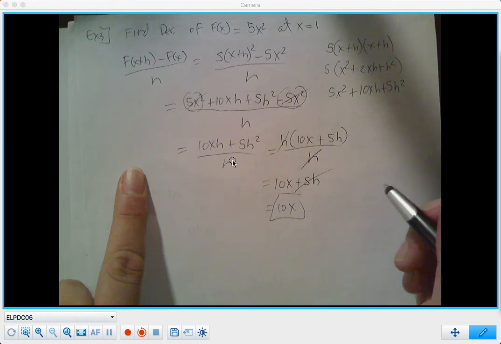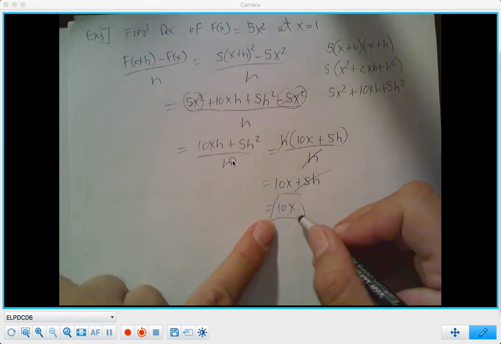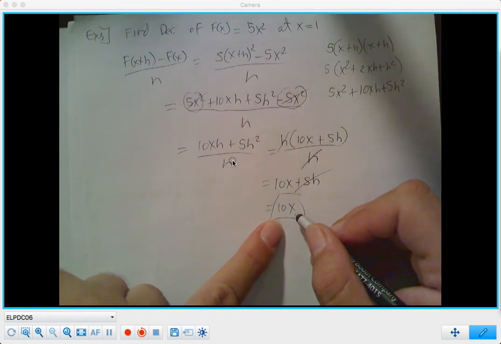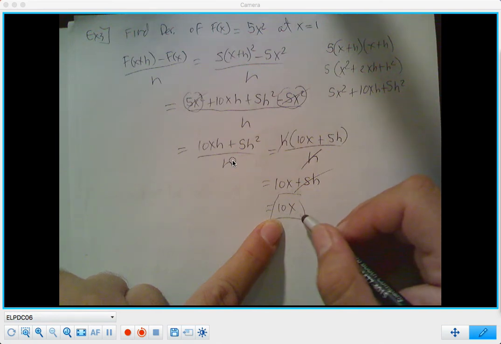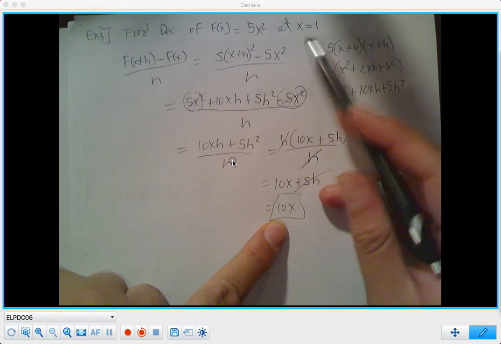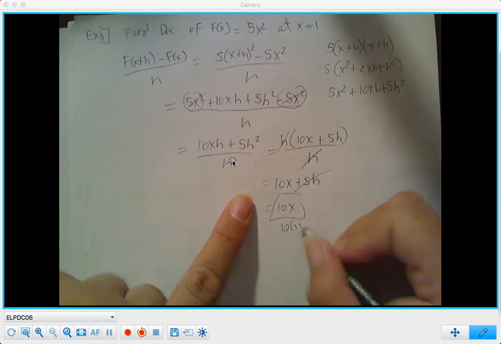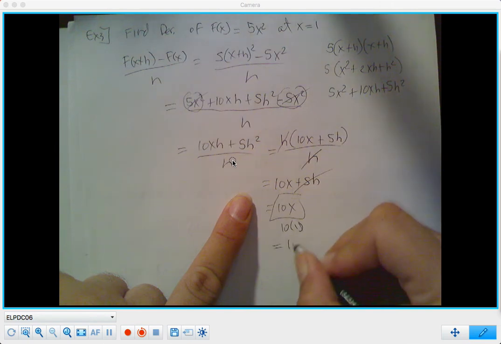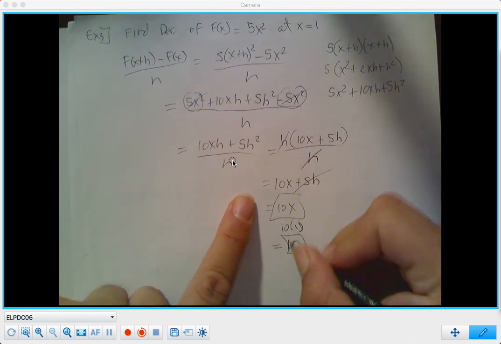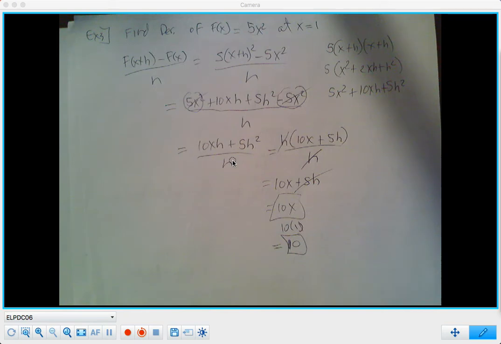Okay, now if they're asking just for the slope, this will be the slope. But if they actually want a number, then you would plug in x equals 1. So this would be 10 times 1. So the slope would be 10. Cool.